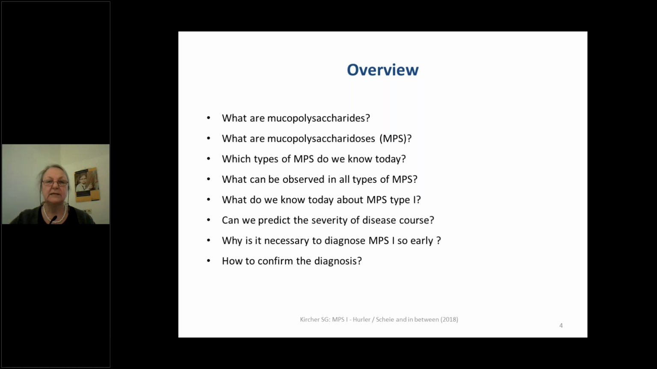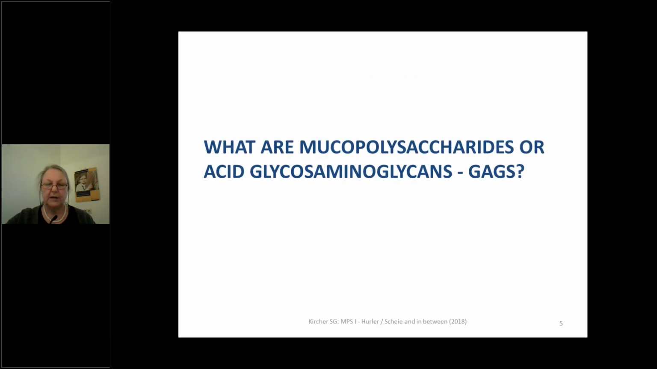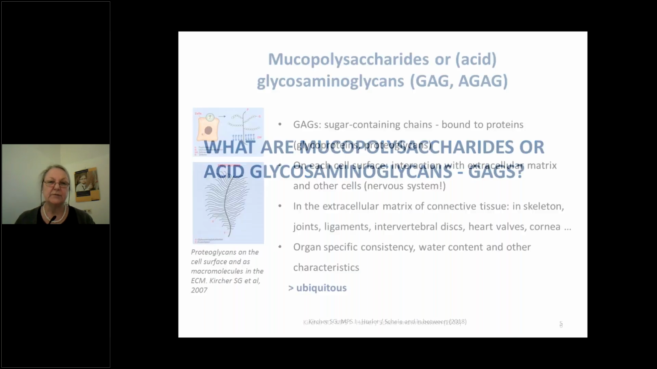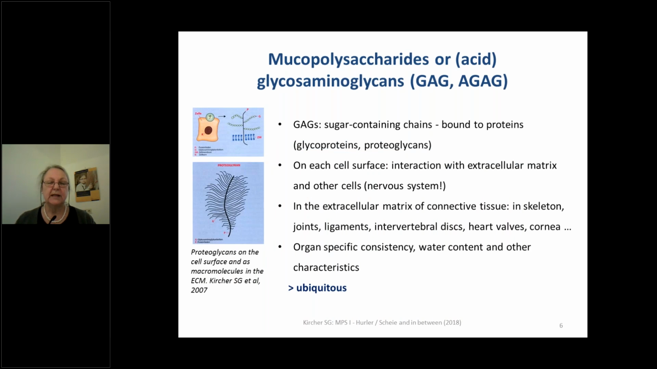So if I start now with the mucopolysaccharides, which give the name to the disease, the acid glycosaminoglycans, I have to explain that these are sugars. These are sugars in long chains, and these are bound to proteins and then called glycoproteins or proteoglycans. They are on each cell surface and are responsible for the interaction with the extracellular matrix, but they are also in the extracellular matrix of connective tissue.